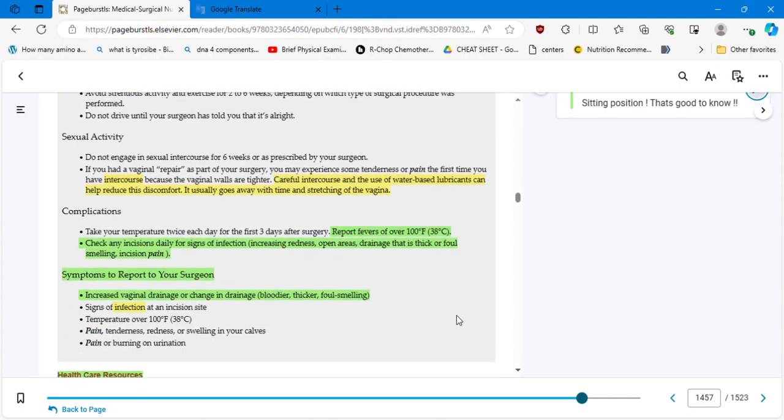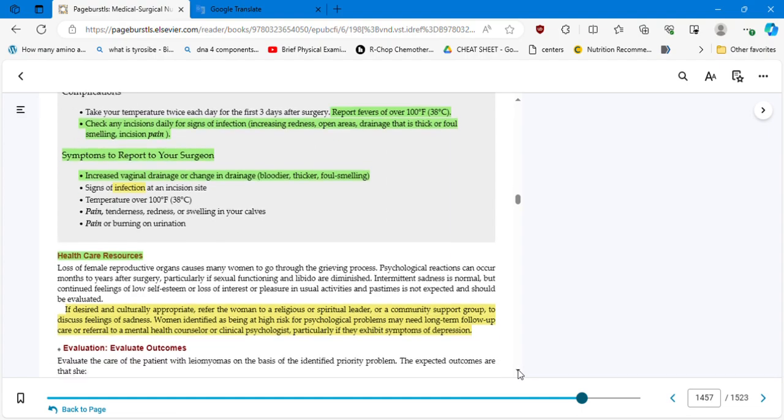Complications. Report fever of over 100. Check any incisions daily for signs and symptoms of infection: increasing redness, open areas, drainage that is thick or foul smelling, incision pain. Symptoms to report to your surgeon: increased vaginal discharge, drainage, bloodier, thicker, or foul smelling, signs of infection. Those are the most important.